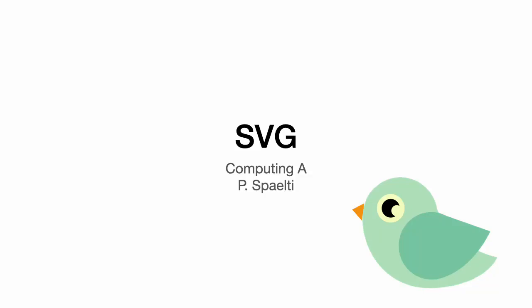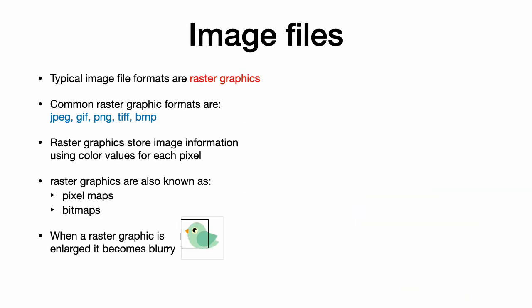This presentation is about images. Images are very important to the internet. Most of the images that you are familiar with are so-called raster graphics. Photos taken with your camera or images that you can find on the internet are usually of this kind. Some common raster graphic formats are JPEG, GIF, PNG, TIFF, BMP, and so on.